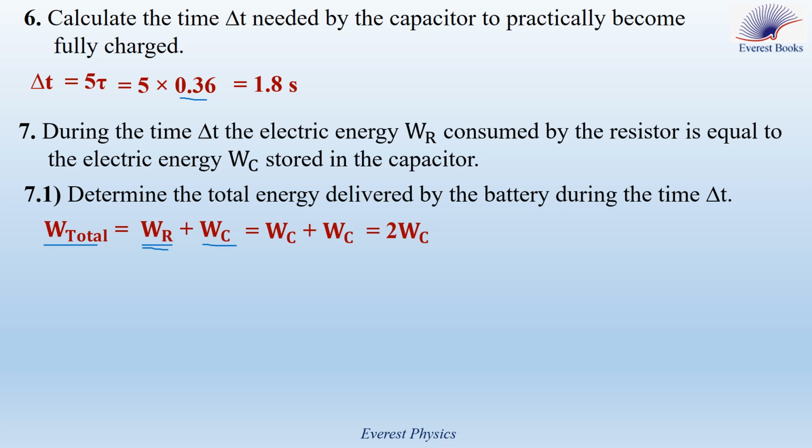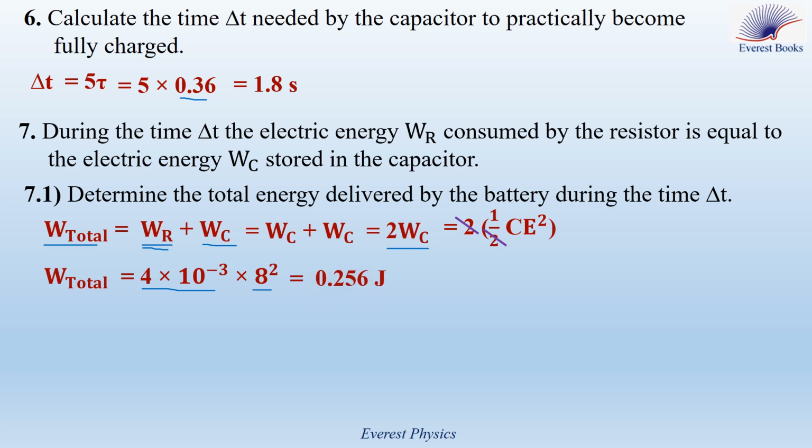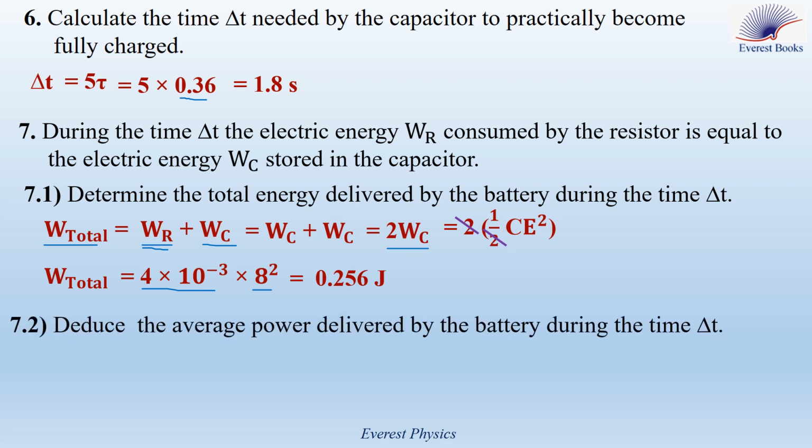This is going to be 2WC, and WC is equal to 1/2 CE squared. Replace C by 4 times 10 to the power minus 3 farads and E by 8 volts. The answer is 0.256 joules. Part 7.2. Deduce the average power delivered by the battery during the time delta T.